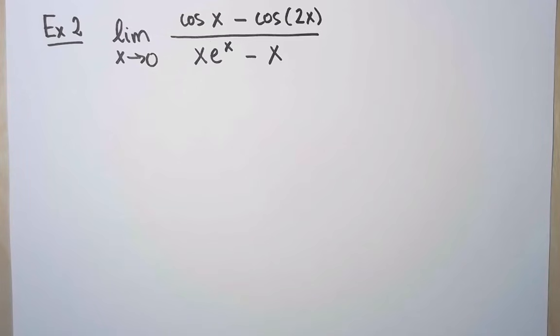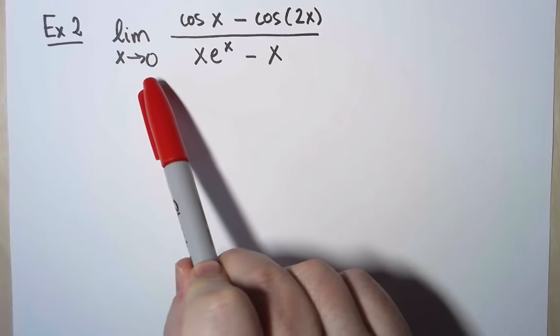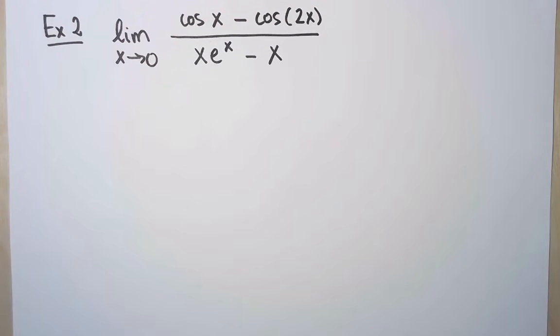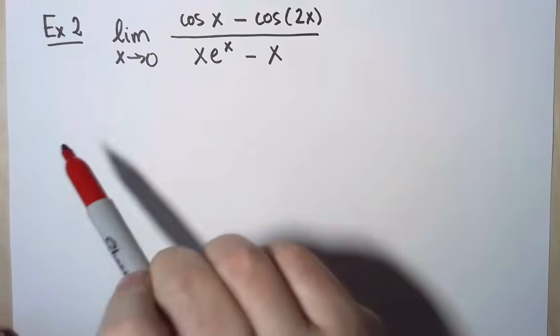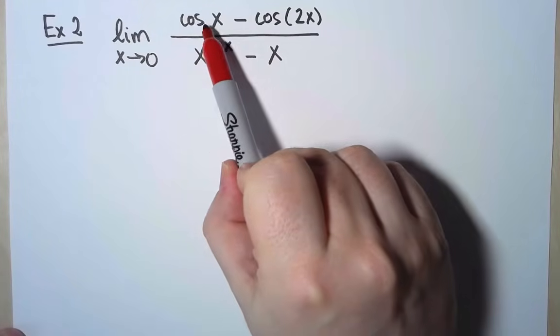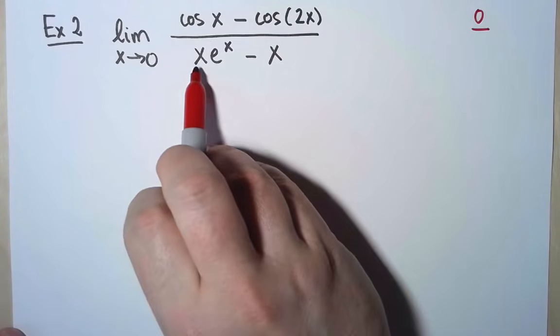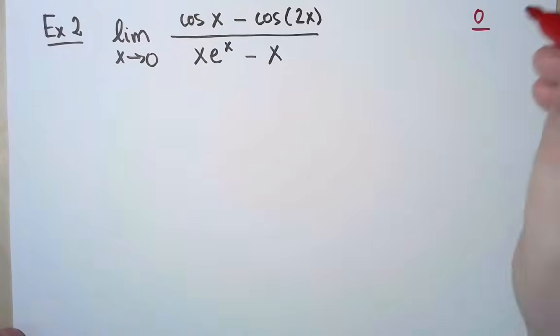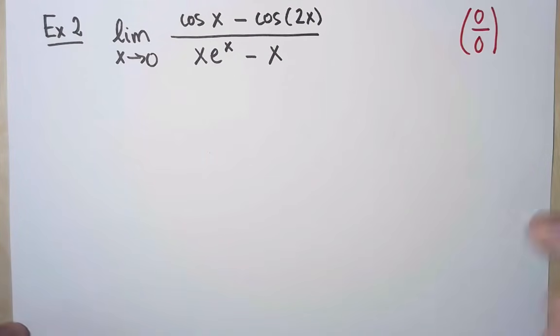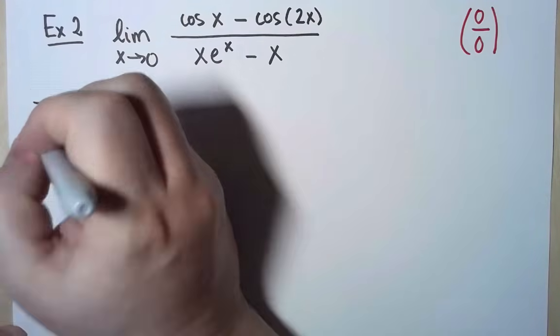For my second example, I want to compute this limit as x approaches 0. It is a nice quotient. I'll look at the top and the bottom first. In the numerator, as x approaches 0, I have 1 minus 1, that is 0. And in the denominator, I have 0 minus 0, that's also 0. So I have an indeterminate form of type 0 over 0. Perfect, that's the one I can use L'Hopital's on, or at least I can try.